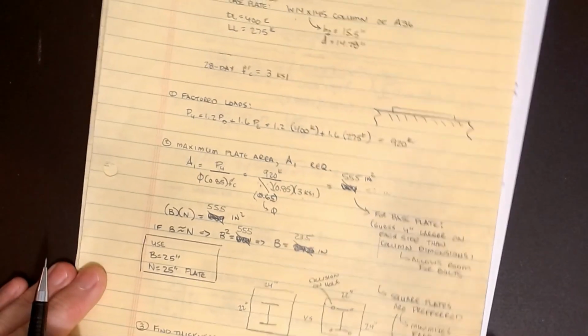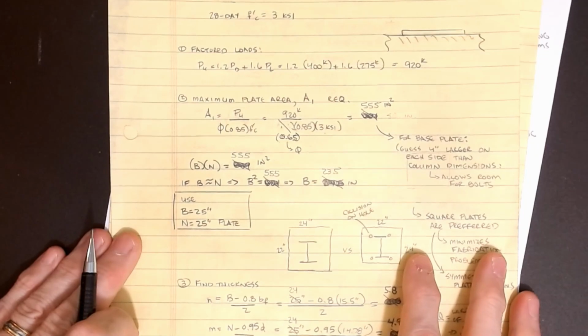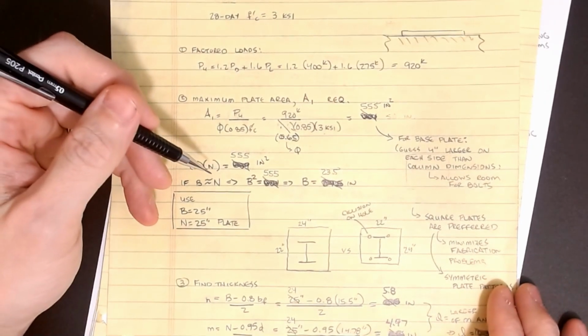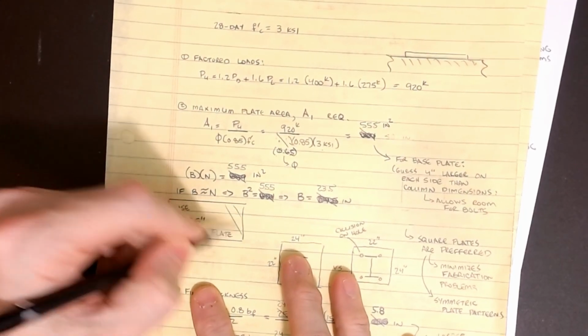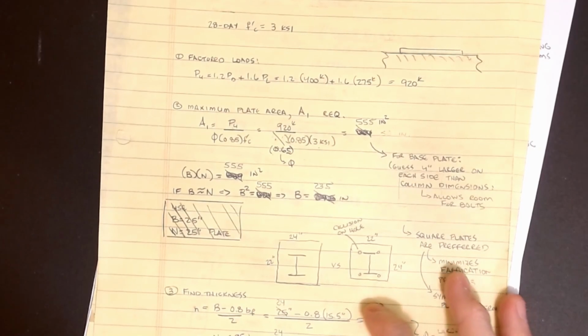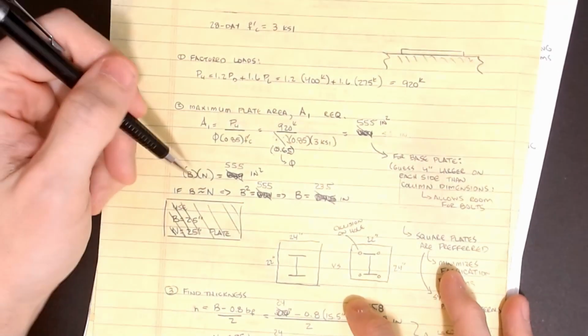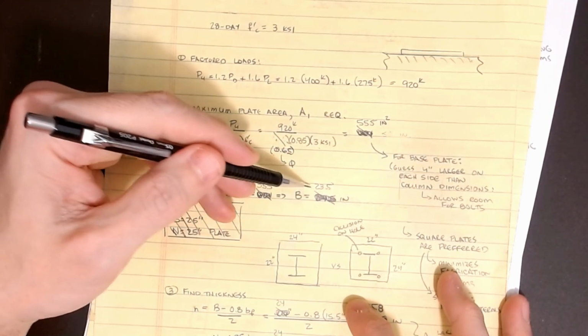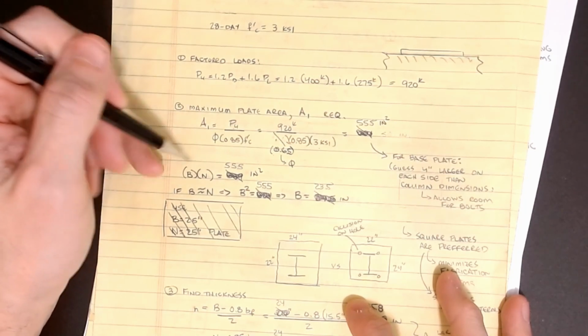Now, one of the things that we want to be careful of with plate sizes, and this was for an older code version, so we're not going to look at that one. We're actually going to use the dimensions of 24 by 24 on this. We're going to round this up to the nearest inch. That's B times N if it's a square plate.